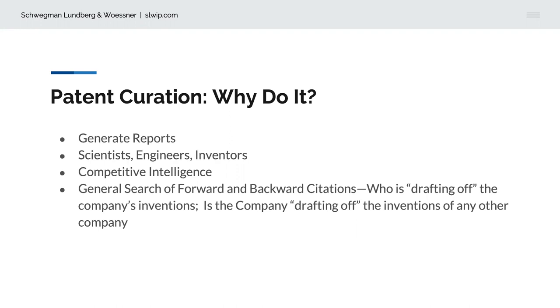As Adil mentioned, backward citations are a little sketchier as far as their value, but forward citations can certainly show who is drafting off of a company's inventions, and backward citations, who is the company drafting off of. This can be extremely valuable in terms of knowing in the future whether your own company has a problem with getting too close to another company's technology, or whether another company is actually getting way too close to your technology. Next slide.